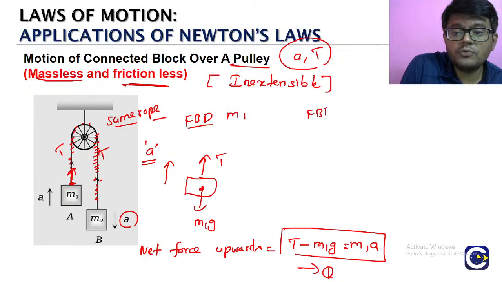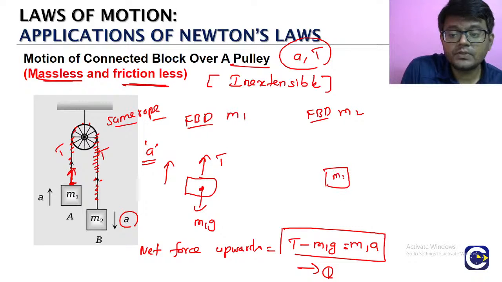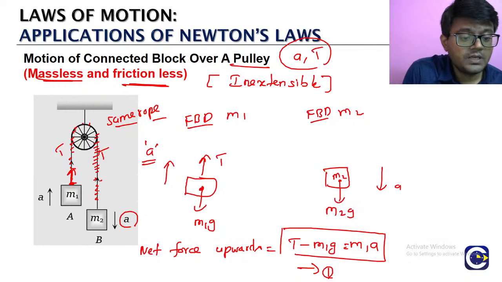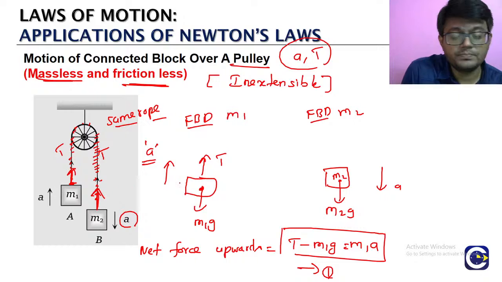Now we'll go to the free body diagram for the M2. What about the M2? M2 is going down with acceleration A. So it will have its weight M2G downwards. And look at it, this is also connected to the same rope.